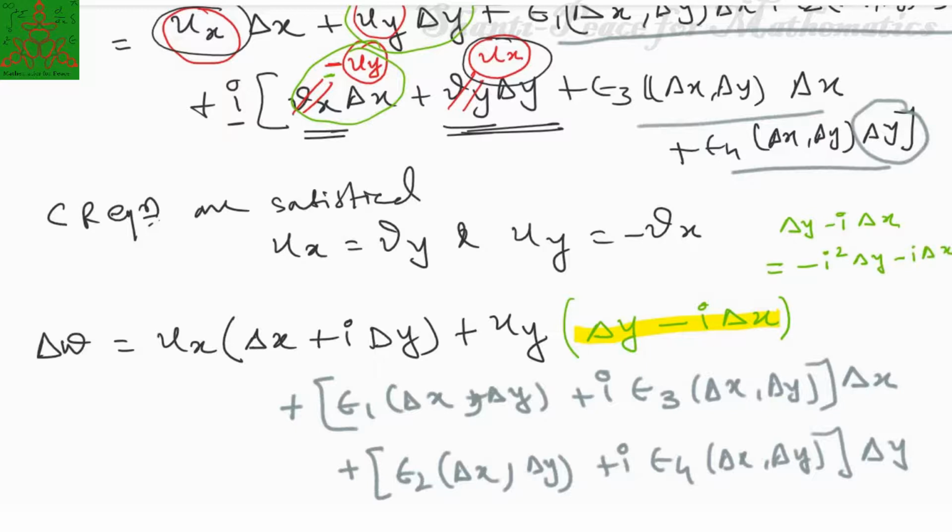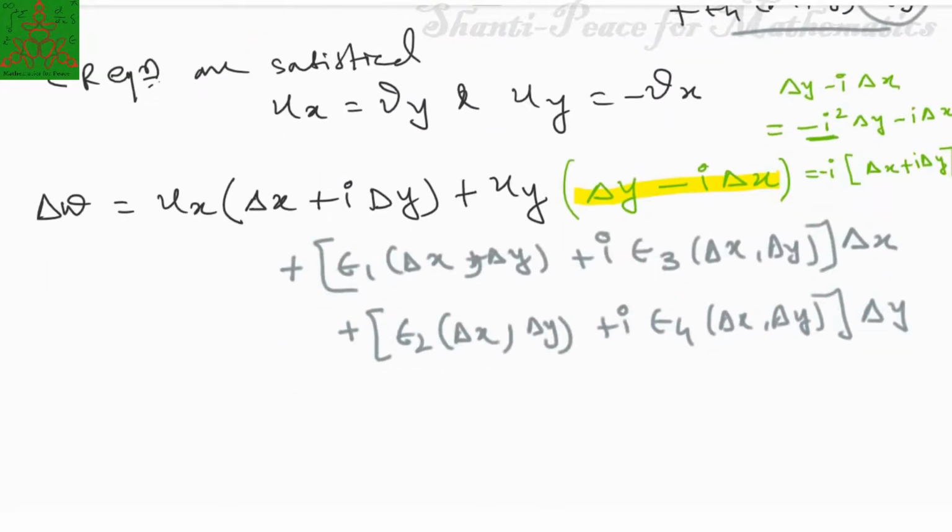What we have written is just that I have multiplied and divided by minus 1, and minus 1 I have written as i square. So it is minus 1, i square, and if I take i common out now from this, minus i from this, then what we'll have is delta x plus i delta y. So instead of this, we'll now just say that it is delta x plus i delta y.